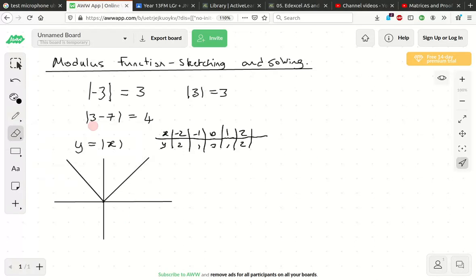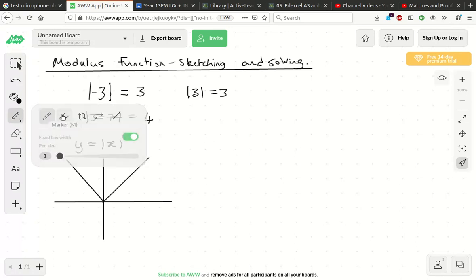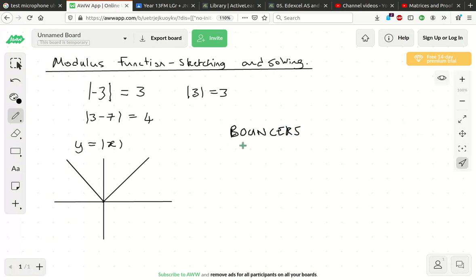Now, so far so good. It can't be too complicated, can it? Well, sketching actually does get the better of people. It really does. And it all depends when the modulus function happens. So if we take, I'm going to call these bouncers first. And they're all going to have something in common.